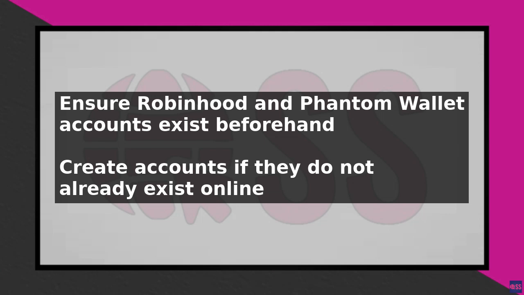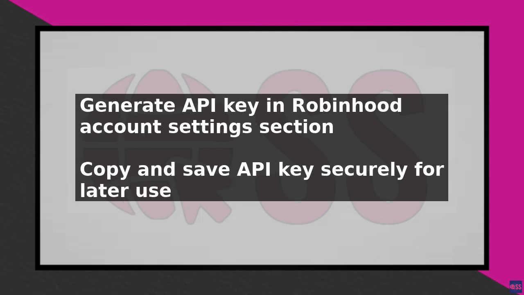Start by logging into your Robinhood account and navigating to the account settings or profile section. Look for the option to generate an API key, which is typically found under the Security or Advanced Settings section. Once you have generated the API key, copy and save it securely, as you will need it to connect to Phantom Wallet.